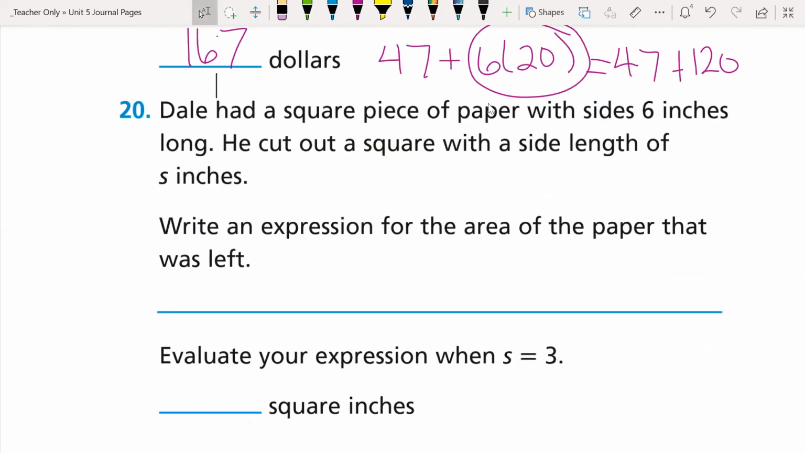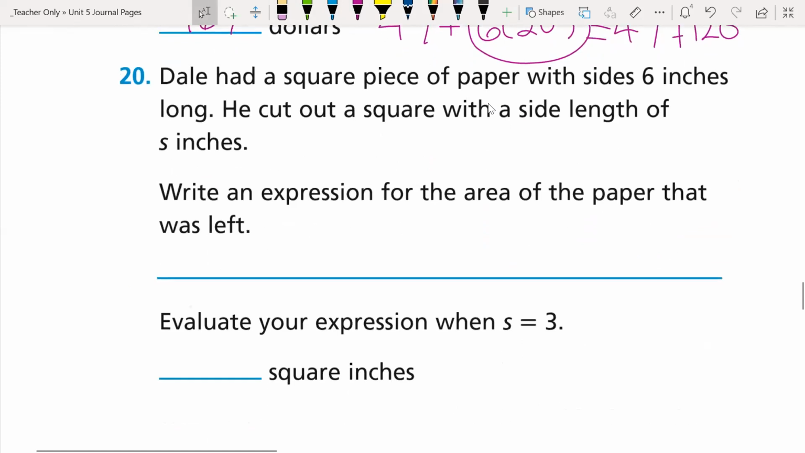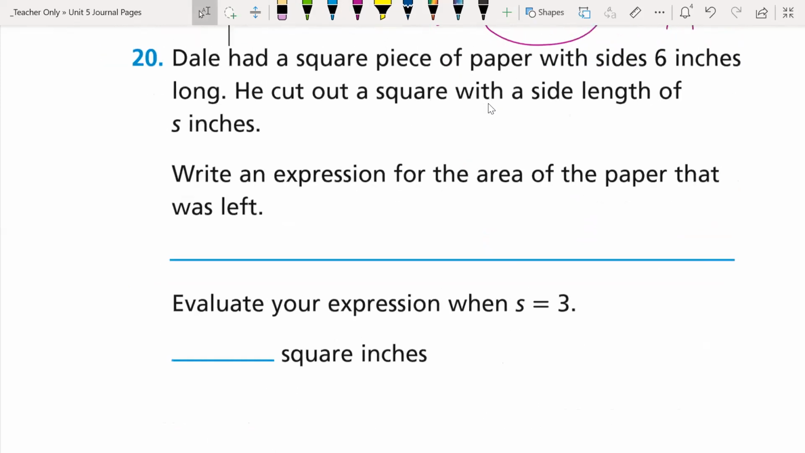Okay, moving on. Dale had a square piece of paper with sides 6 inches long. He cut out a square with a side length of S inches. Write an expression for the area of the paper that was left. Okay. So we're going to use this in our geometry, right? And we've already written this into our book. My answer looks a little wonky, so I'm just going to double check real quick that that's correct. Okay.